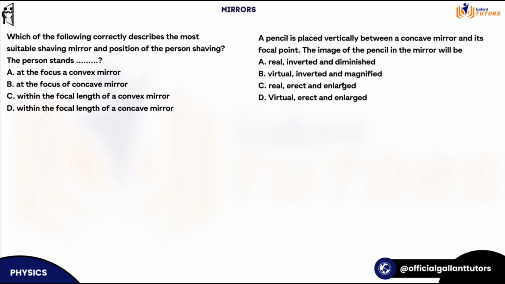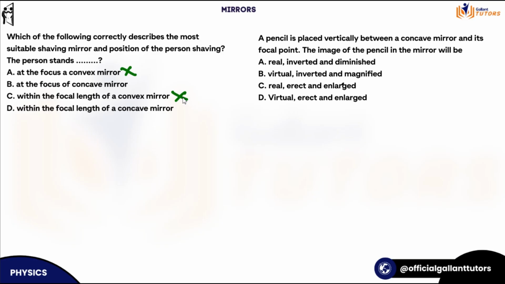Which of the following correctly describes the most suitable shaving mirror and position of the person shaving? If we want to shave, we aim to see our whole face. If we are shaving, we would be seeing a very little portion, something really small. It means that a convex mirror cannot be used for shaving, because the image produced by a convex mirror has only one type of characteristics.